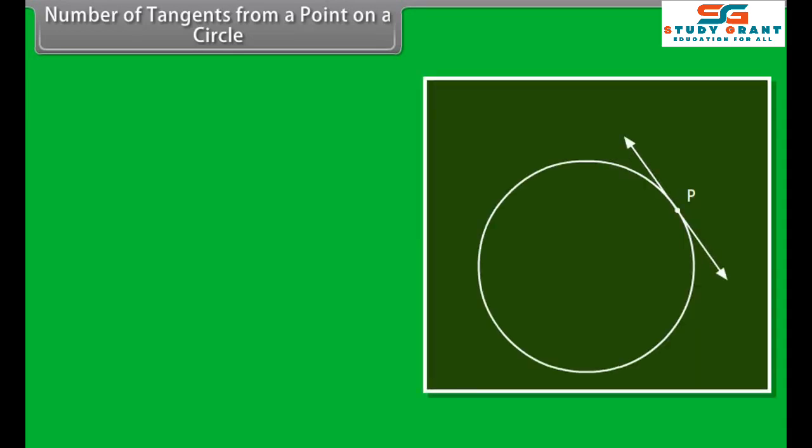The other case is to take a point P on the circle and draw tangents through this point.